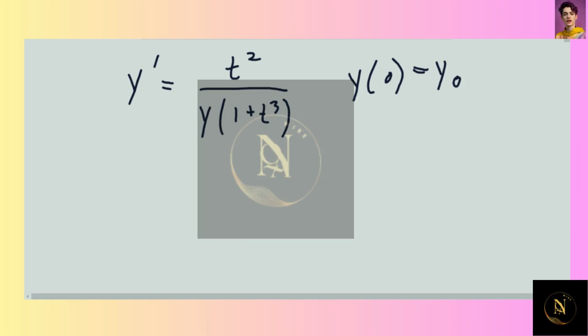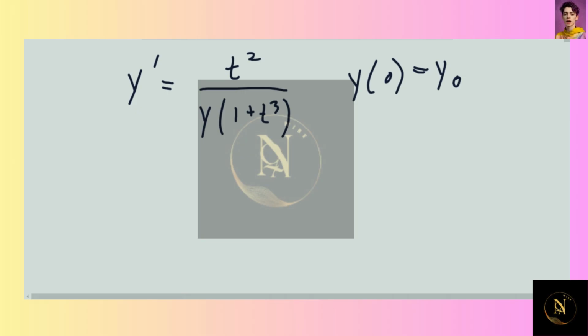Hello and welcome to problem 16 of chapter 2, section 4. Here we're asked to solve the given initial value problem and determine how the interval in which the solution exists depends on the initial value y naught. We're given the initial value problem y prime is equal to t squared all over y times 1 plus t cubed, and of course y of 0 is equal to y naught.